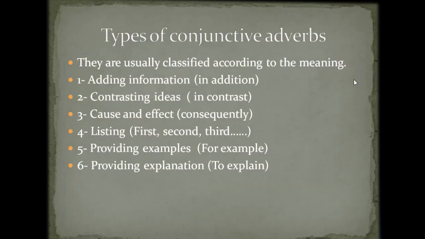Types of conjunctive adverbs. Conjunctive adverbs are usually classified according to the meaning. Some of them are used to add information, like the words in addition. Some are used to contrast ideas, like in contrast. Some are used for cause and effect, like consequently. Some are used for listing. You have a list of items, you say first, second, third. Some provide examples, like when you say, for example, and finally, some provide an explanation. Let's look at each one of them and take some examples to understand how this works.